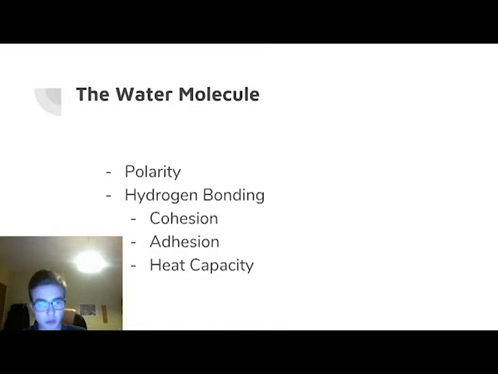A property similar to cohesion, but opposite of it, is adhesion, which is an attraction between molecules of different substances, such as, for example, water and glass. Because of adhesion, water molecules stick to surfaces and run down on them instead of just falling.